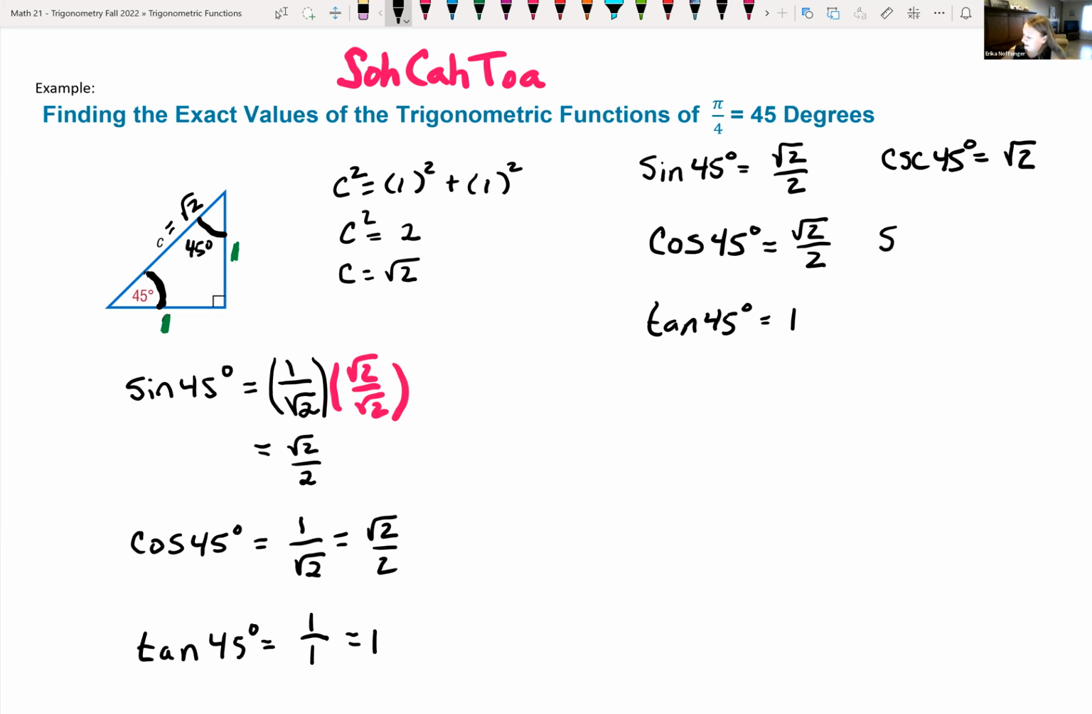So secant of 45 degrees. This is 1 over cosine of 45 degrees, which is also root 2. Cotangent of 45 degrees is the reciprocal of tangent. Well, 1 over 1, taking that reciprocal, we also get 1. Okay, so those are 6 trigonometric functions evaluated at 45 degrees. So now we're going to look at our 30, 60, 90 triangle and use that to derive what the trigonometric functions are at 30 degrees and 60 degrees.